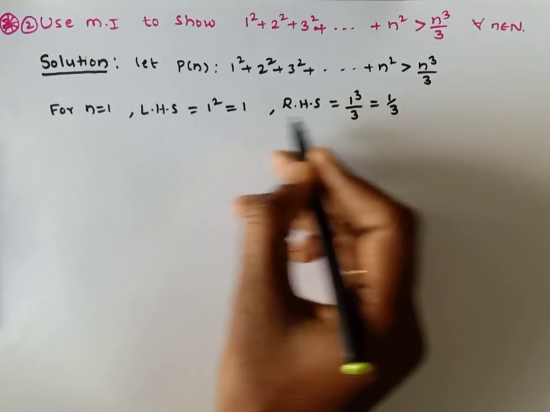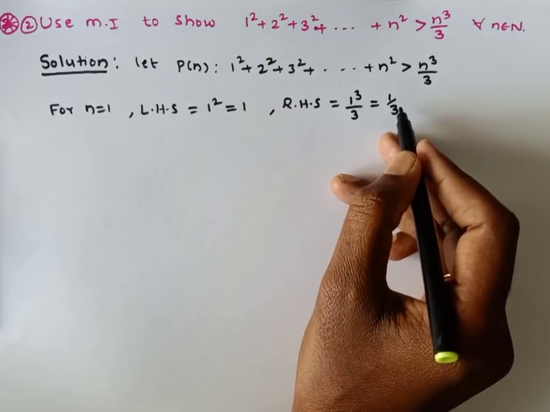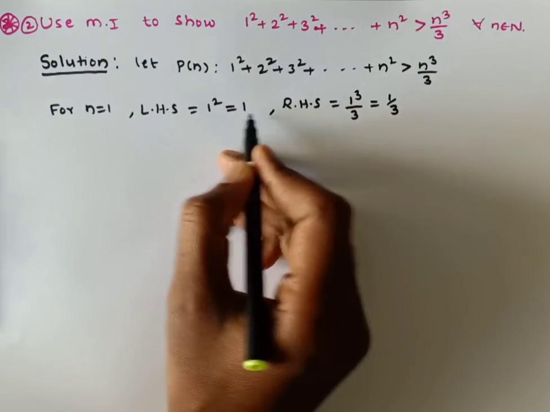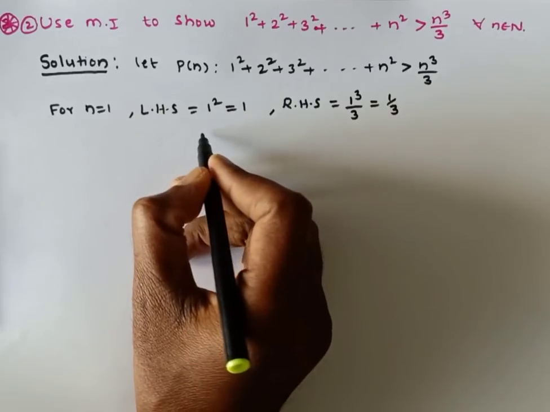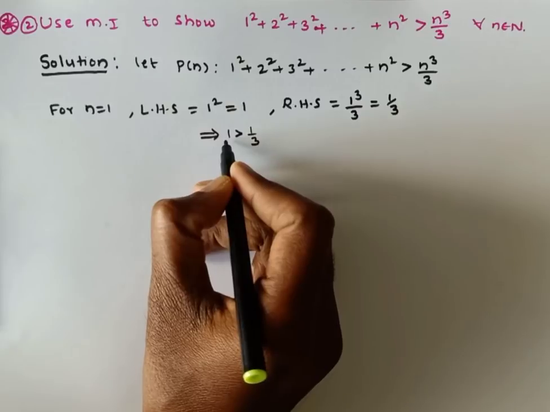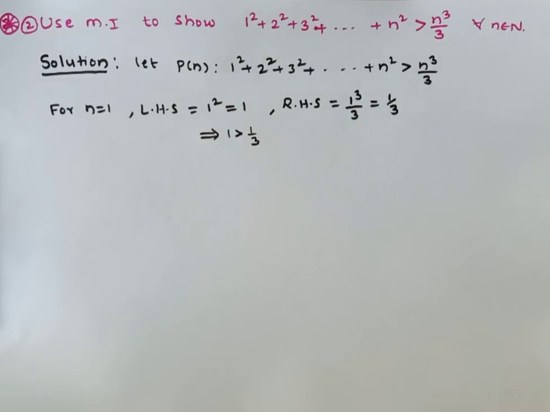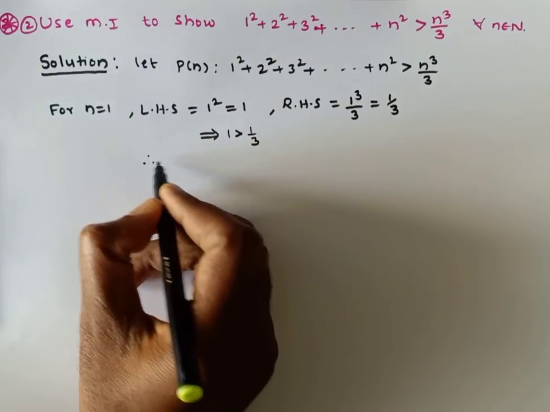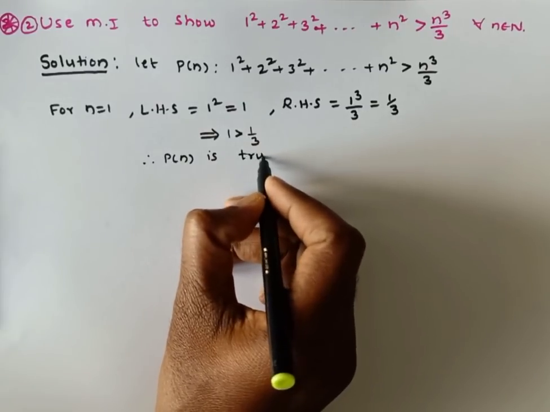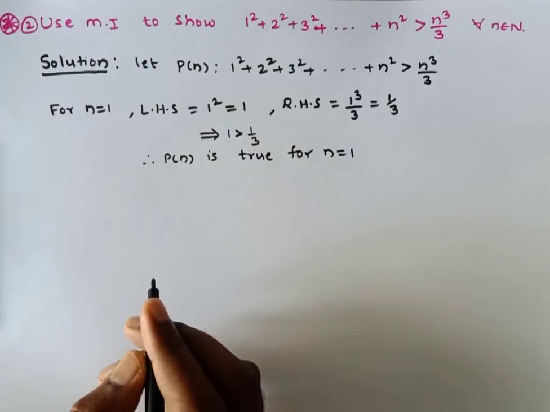Left hand side value is 1 and right hand side value is 1 by 3. So 1 by 3 is 0.333. See here, 1 is always more than 1 by 3. So this implies 1 is greater than 1 by 3. Our left hand side is greater than right hand side. So that satisfies the given statement. Here we can write it as P of n is true for n equals 1.